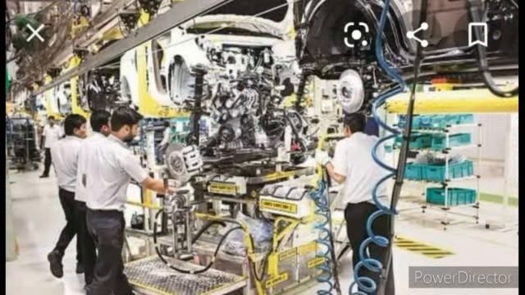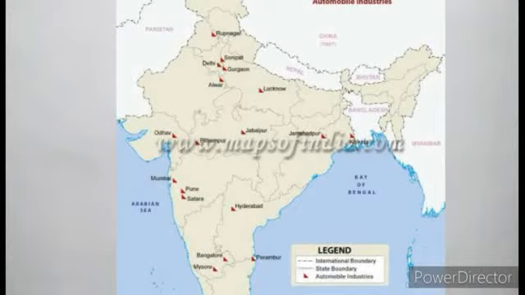At present, there are 15 manufacturers of passenger cars and multi-utility vehicles, 9 of commercial vehicles, and 14 of two and three wheelers. The industry is located around Delhi, Gurugram, Mumbai, Pune, Chennai, Kolkata, Lucknow, Indore, Hyderabad, Jamshedpur, and Bengaluru.